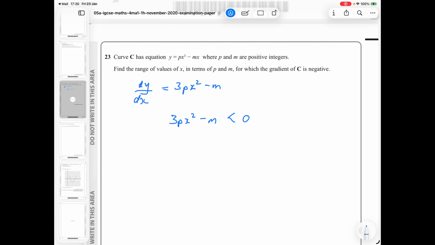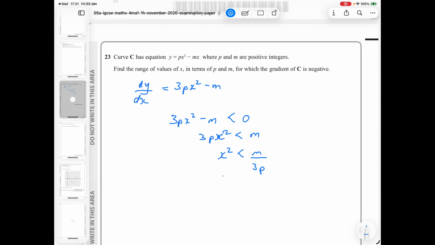So we know that this is negative when 3px squared minus m is less than 0. That's what you have to do. So now we just have to rearrange this to find out what x is at that stage. So let's add m onto both sides. Remember that we can't divide through by minus 1 or times by minus 1, otherwise it just won't work. So adding m onto both sides is fine. Dividing through by something positive, which is 3p, is also fine.